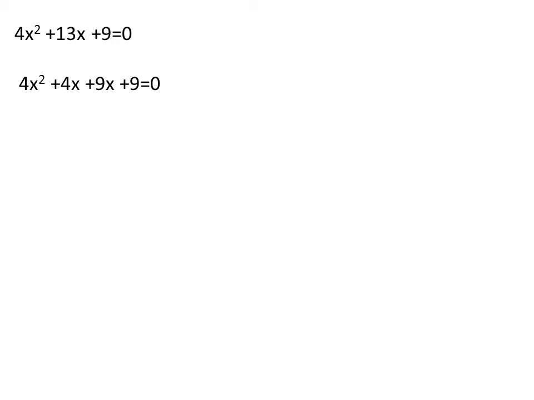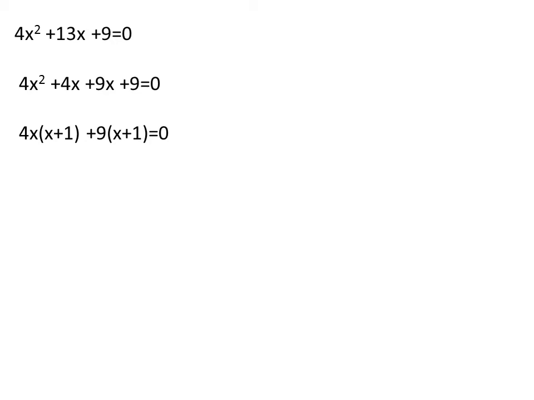Now from the first two terms we will take 4x common and the remaining terms are written in the bracket, which are x plus 1. And from the last two terms we will take 9 common and we are left with the terms in the bracket, which are x plus 1, equal to 0.